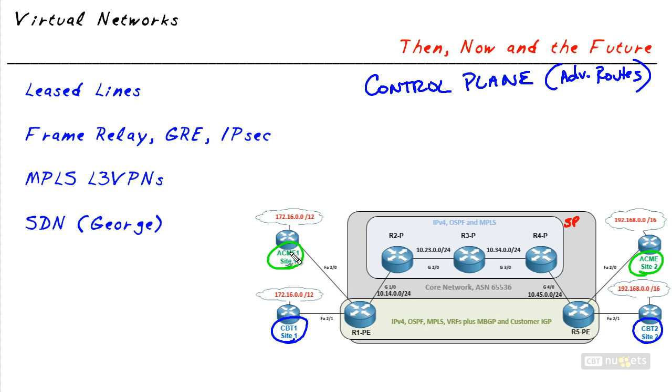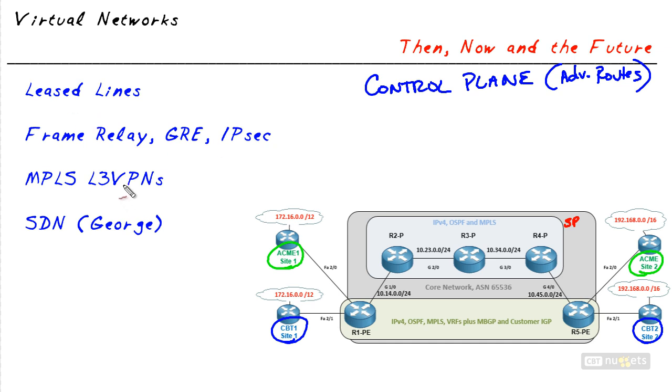So as a service provider, if we want to keep our jobs, we need to keep Acme's routes separate from CBT's routes, and CBT's routes separate from some other customer that we have. So the control plane is all about advertising the correct routes to the right customers. So I'd like to walk you through the process of the control plane inside of an MPLS Layer 3 VPN. The first thing we need to do is somehow take the routes that Acme has from Site 1, and we need to learn them. And that's a significant difference from these other technologies that we looked at.